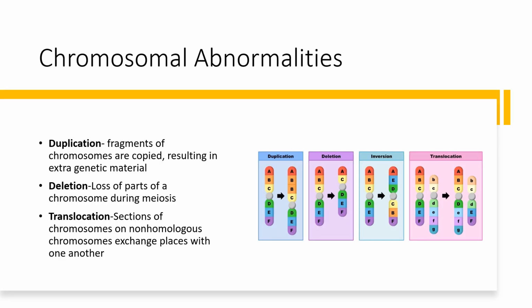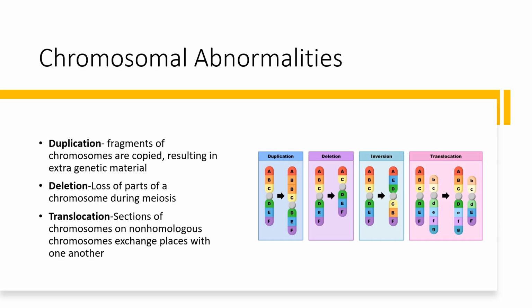All right, now we're moving from gene level problems to chromosome level chaos, and this is where things get structurally interesting. When we talk about chromosomal abnormalities, we're not talking about a typo in a gene. We're talking about entire chunks of chromosomes being rearranged, copied, lost, or swapped like genetic Lego pieces.